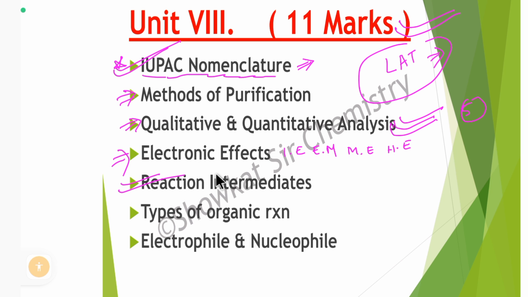Next are the reaction intermediates, right? We have carbocations, carbanions, free radicals, carbenes, and nitrenes. These reaction intermediates are very important. You can also expect a long answer type question from this.